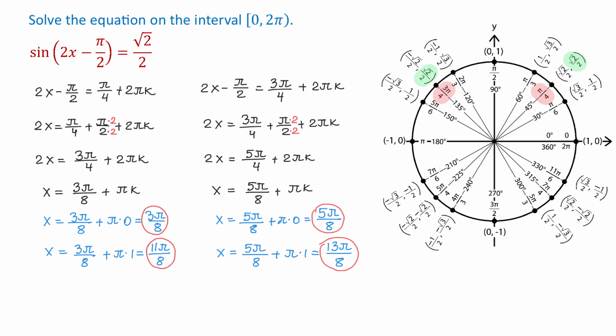We can also write them as a solution set starting from the smallest. So the smallest value for x is 3 pi over 8. Then the next one will be 5 pi over 8. Then 11 pi over 8. And then the last one, 13 pi over 8. And now the problem is completed.